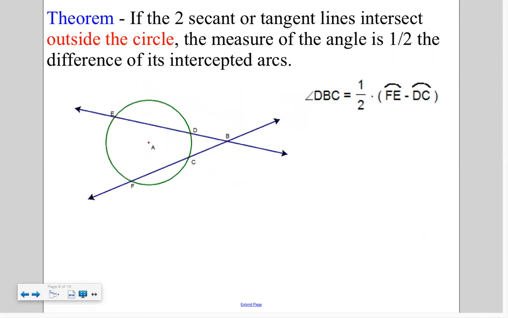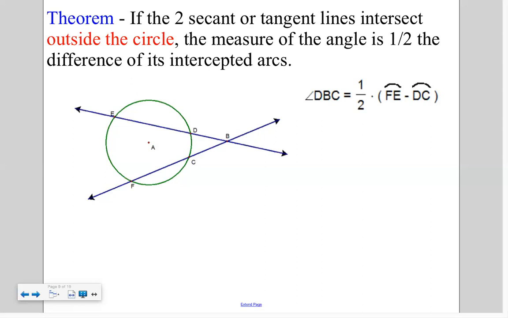All right, outside. A little bit different. The equation's a little bit different. We're not finding the average now. We're taking the difference of our two arc measures and dividing by 2, or multiplying times 1/2. Same thing. But if the secant or tangent lines intersect outside the circle, the measure of the angle is 1/2 the difference of its intersected arcs. Now, when it's outside the circle, there's always going to be one arc that's bigger than the other. So you're going to find the difference. You're going to take the bigger arc and subtract the smaller arc measure from it.